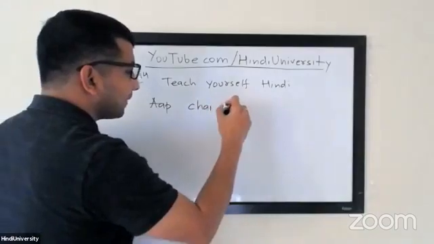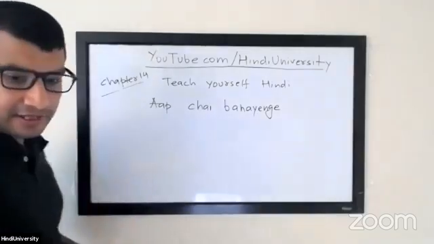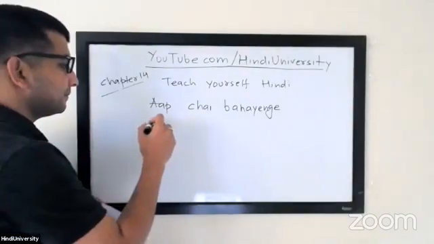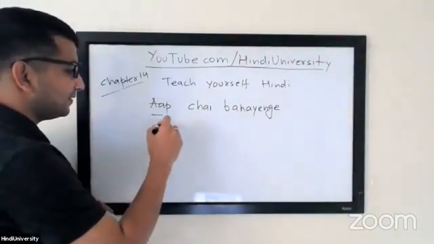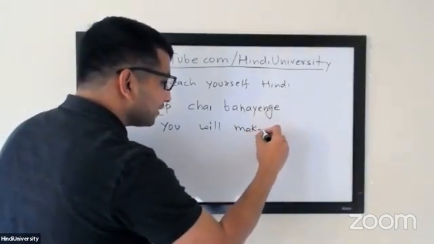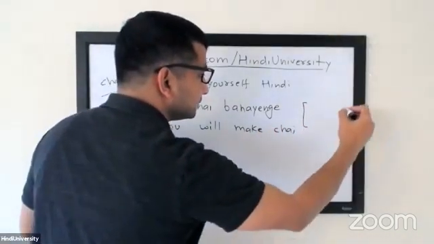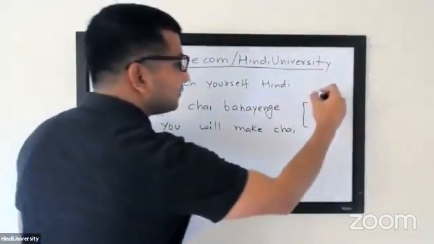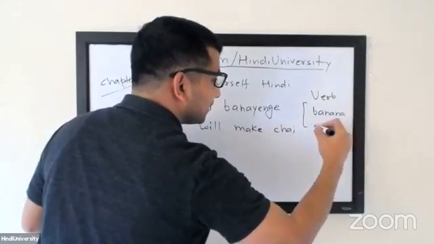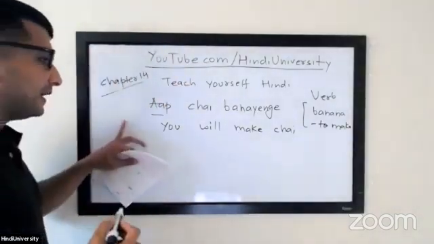आप चाय बनाएंगे. What does it mean? Anyone? Tom, what does it mean? It means, sorry, you will prepare tea. Beg your pardon. You will prepare tea. Great, right? So you will make chai. What is the verb here? Banana. To prepare or to make. Right? Simple. Fairly easy. आप चाय बनाएंगे.